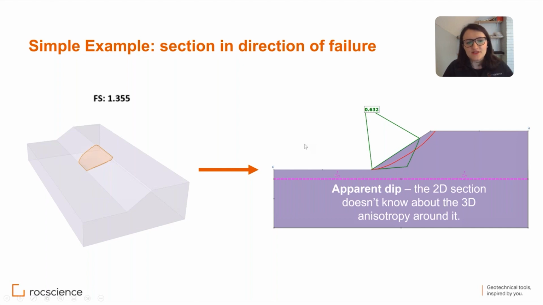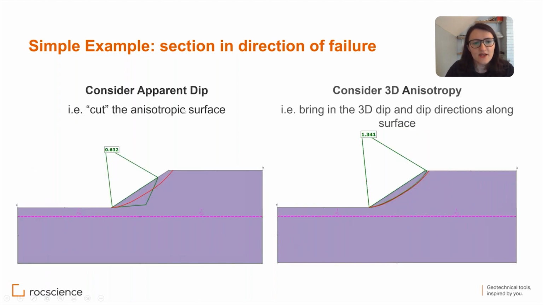What we're doing here is the apparent dip method. So basically, we're saying that the 2D section doesn't know anything about the 3D anisotropy around it. So it just cuts the surface and it gets the result. Is there another way we can do this to get a result that's in agreement with our 3D result? Yes, there are two ways we can do it.